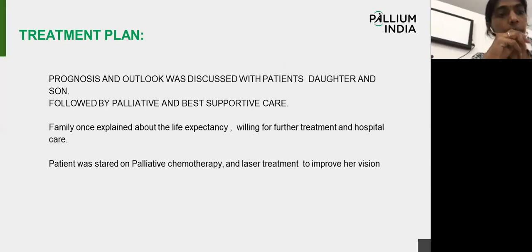The patient's prognosis and outlook were discussed with the patient's daughter and son, and palliative and best supportive care was planned. The family was explained about her life expectancy and were willing for further treatment and hospital care. The patient was started on palliative chemotherapy and laser treatment to improve her vision.